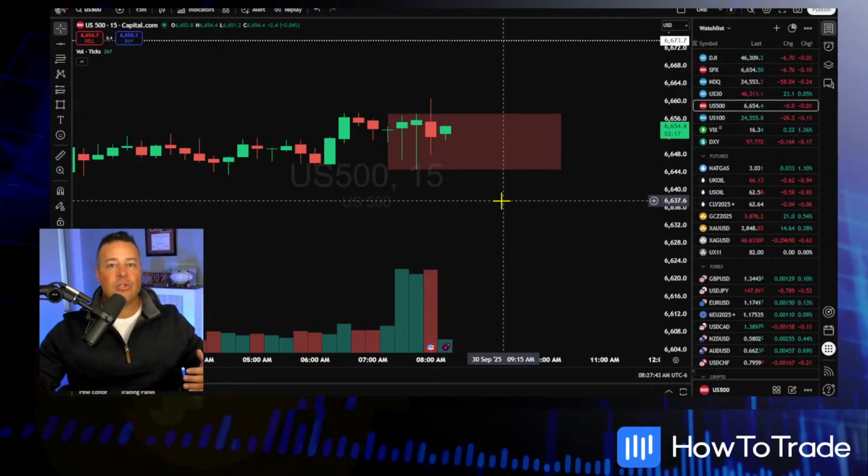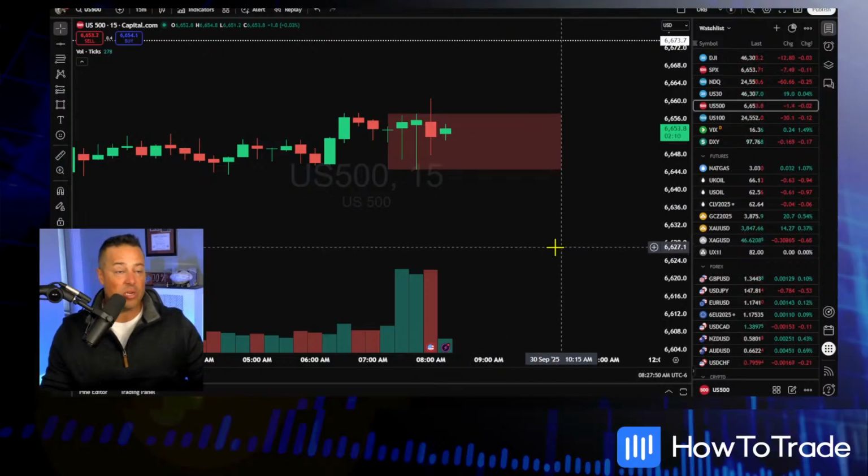But you can see that those news events, even though they're not huge deals, they do influence things. Short-term price action was definitely influenced by that, no question about it.